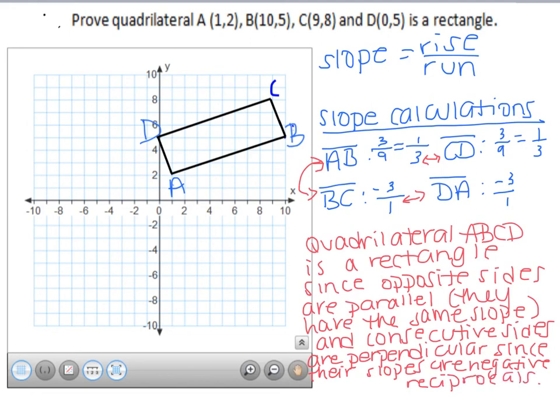Okay, so those are two sample coordinate proofs. Again, in the Edmodo folder, you'll find the one that's also in the green book. Okay, it's from one of the 2013 exams.